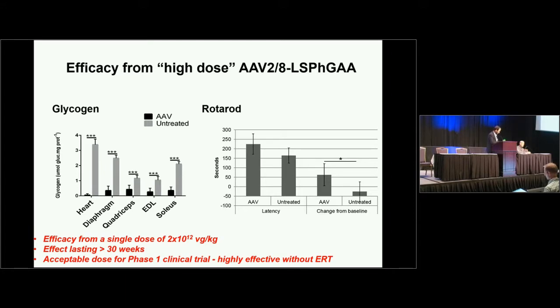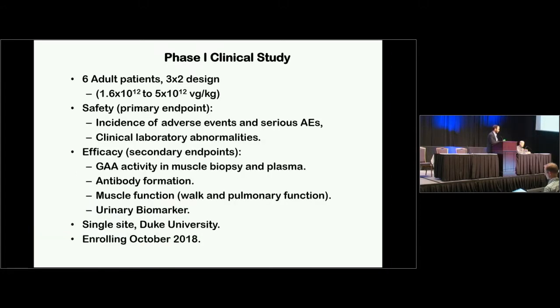2 × 10 to the 12th vector genomes per kilogram has been administered in multiple trials already. Here's our plan then. Some details. There'd be 2 dose cohorts advancing from an effective dose from preclinical experiments to a higher dose. Safety being the main endpoint with some measurements for efficacy.